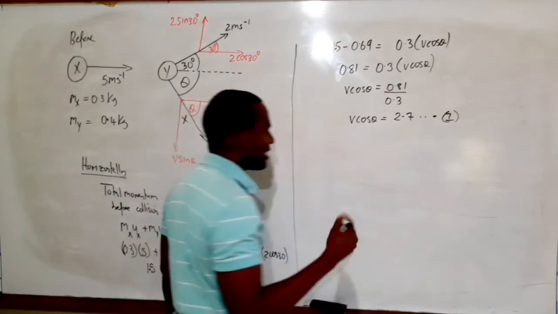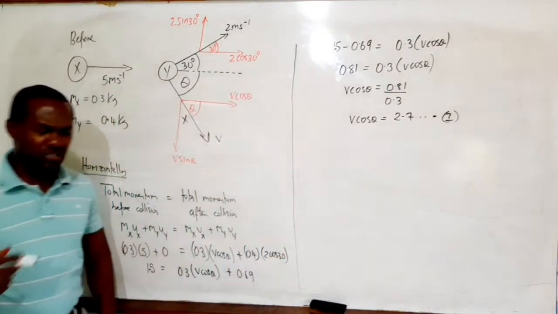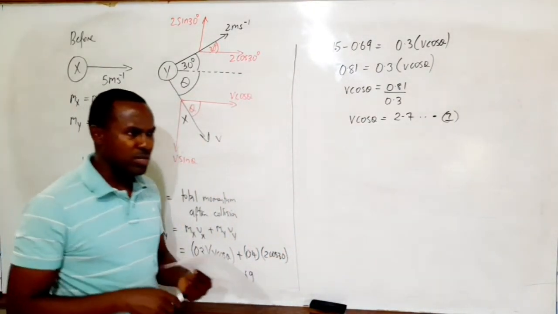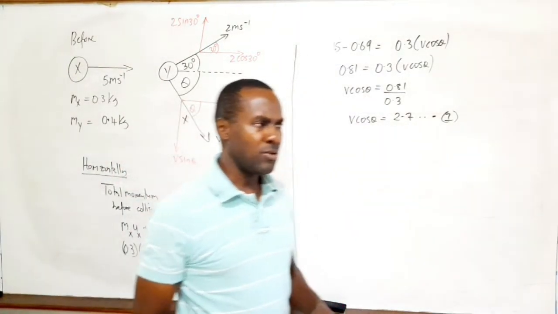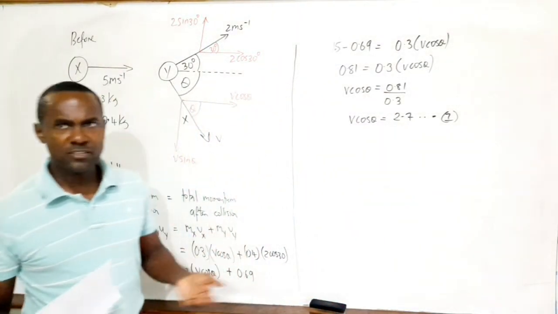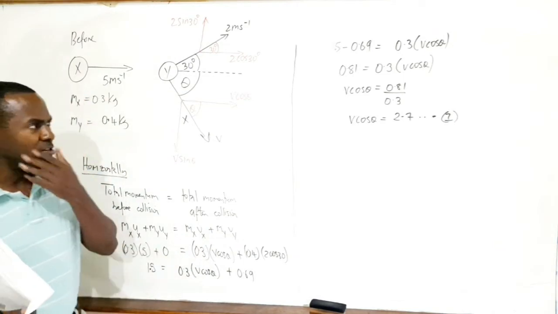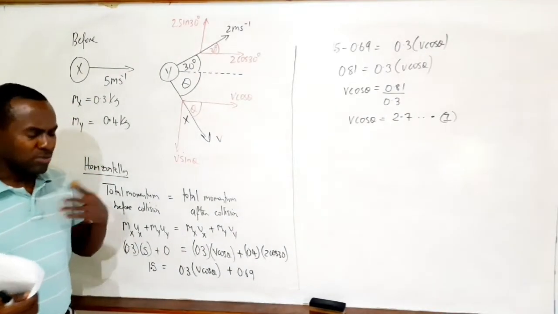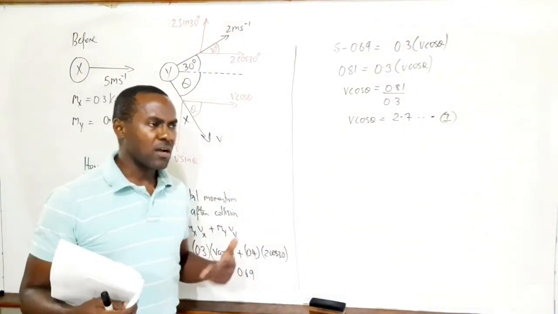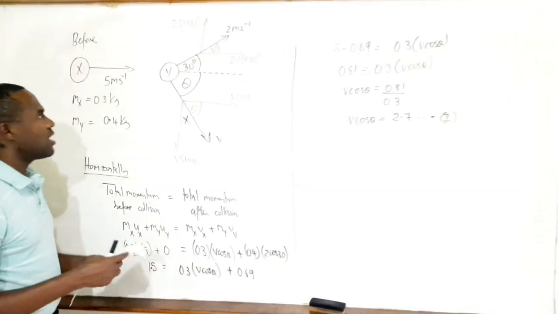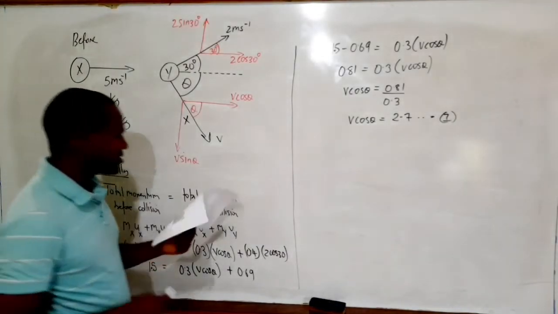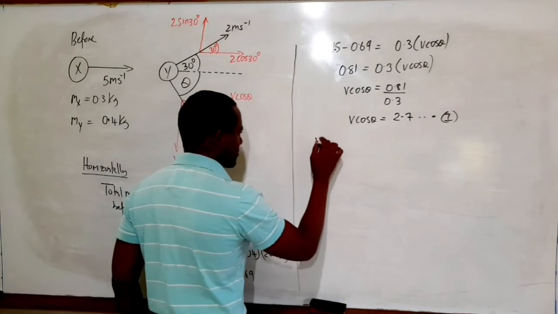So if you notice, we still have two unknowns, and we cannot solve a single equation in two unknowns. We need at least one other equation in those same two unknowns before we can actually solve it, and we'll have to solve them simultaneously, right? So to get that second equation, we need to consider the vertical direction of both bodies. So let's consider vertically.